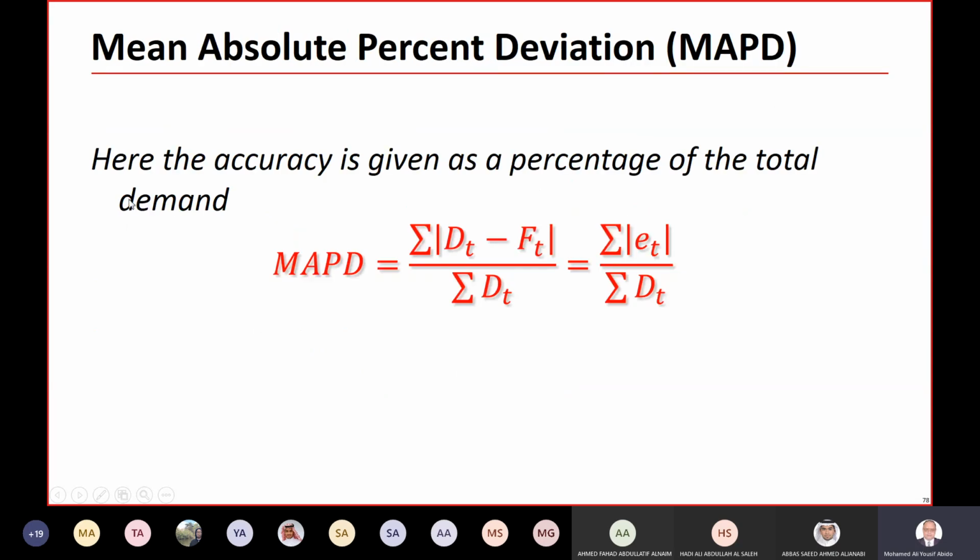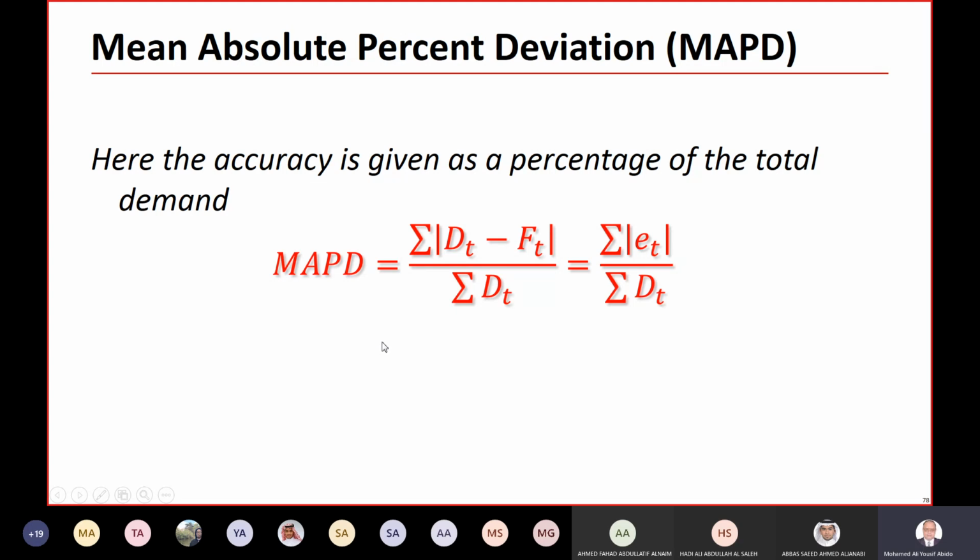The third measure is accuracy as a percentage of the total demand. It is an error, but divided by the total demand. So you have the error here, dt minus ft, and you get the absolute value, and you divide over the total demand to get it as a percentage, or a decimal number, whatever. You can of course multiply by 100 to get it as a percentage. Anyway, this is the third method that can be easily calculated if you have dt and the forecasted value ft.